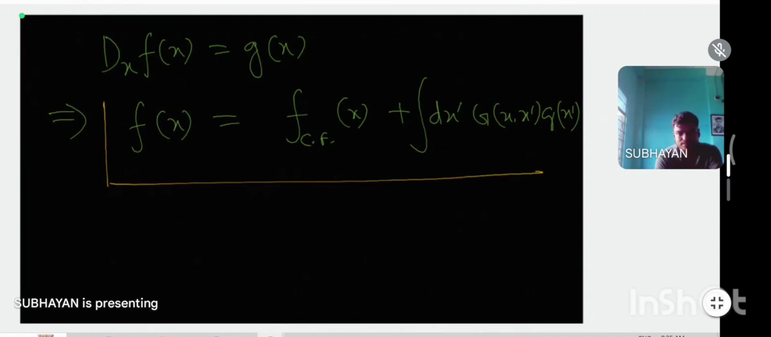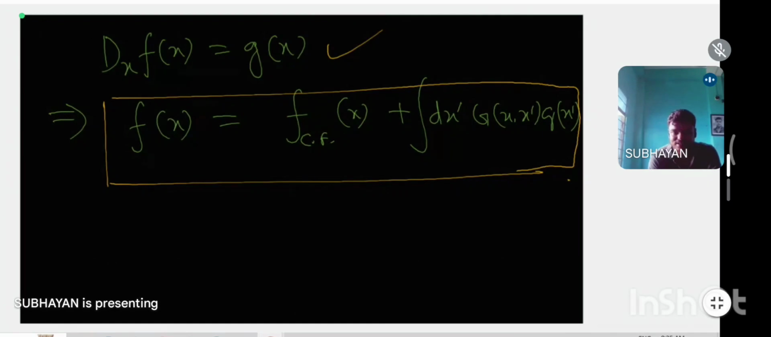Now suppose you are given an equation like that. You can directly write the solution in this general way without thinking further. Fx equal to the complementary function. The complementary function can be solved by taking g to be 0, and then this additional term, which is the particular integral, and this G x prime is known as the green function.